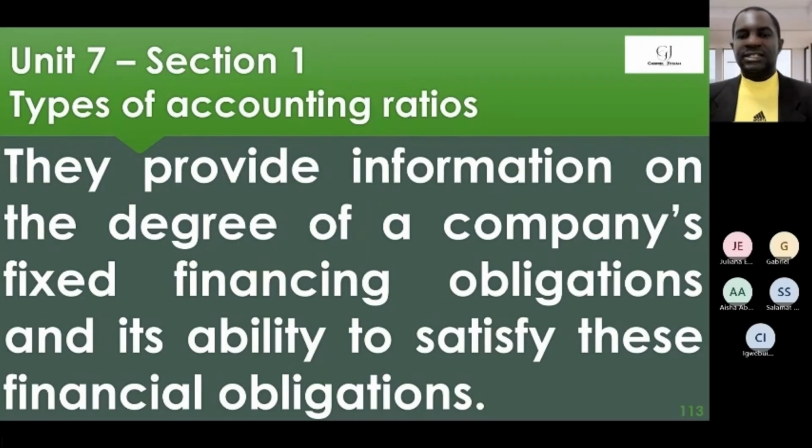But if money is injected by the owners, you will not charge interest. You only get dividend, and it's good to have a balance. There are times when you need to borrow to expand the business, and when borrowing is too much, you are giving the company out to external financiers.